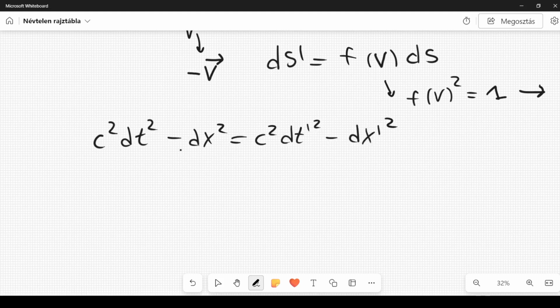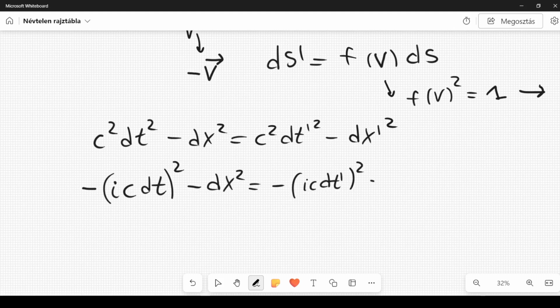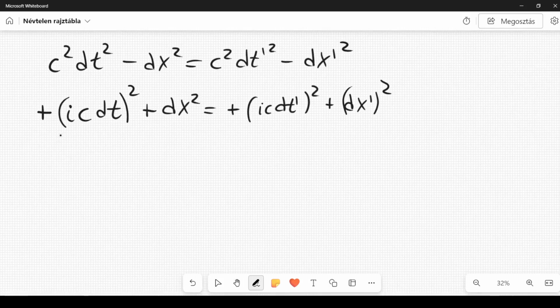Now, at this point, we can also rewrite this equation in the following fashion by using the imaginary unit i. So I can square i c dt. If I square it, I will get a minus sign from the imaginary unit, so here I have to put a minus to rewrite the same thing. Minus dx squared equal to minus i c dt prime squared minus dx prime squared. Now we can change the signs to pluses here. And now we have an equation where you can see that actually the difference between what we have on the left and what we have on the right is simply a rotation.